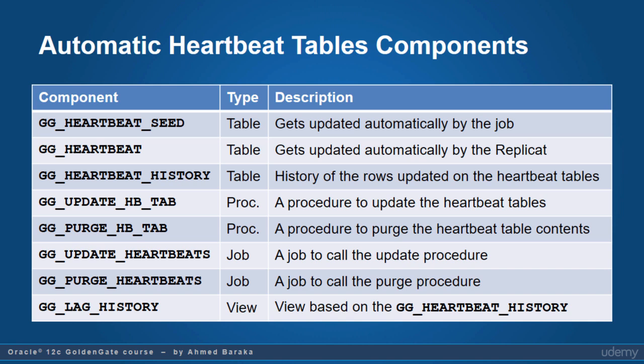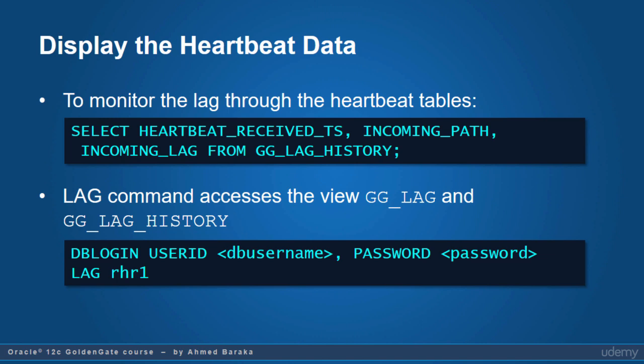You also have the view called lag history, which is simply based on the heartbeat history table. This is probably the only component that should be of your interest in this solution, because this is the component you will select from to obtain information about your configuration and the lag in your environment. As I said, to monitor the lag through the heartbeat tables, you simply select from the GG lag history view.